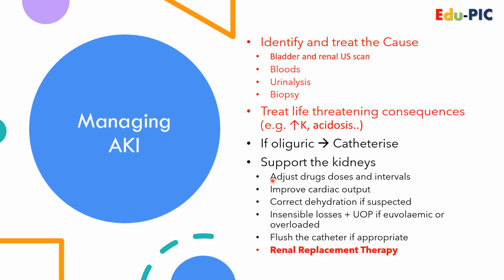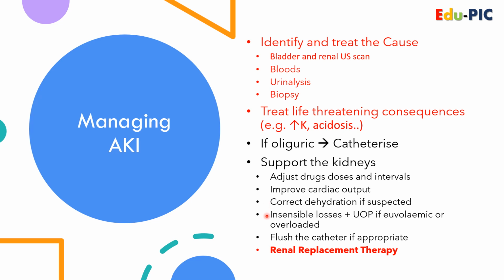And that would also help you to support the kidneys. Supporting the kidneys can go in different steps. So you need to adjust the drug doses and intervals according to your GFR. And you also need to improve the cardiac output because that's going to improve the pre-renal element. You need to correct the dehydration if that's part of the problem, or if you're even suspecting it. Again, because pre-renal AKI is easily correctable.